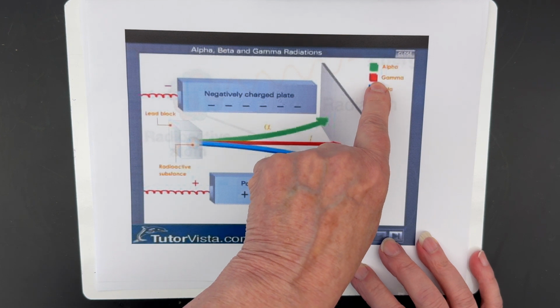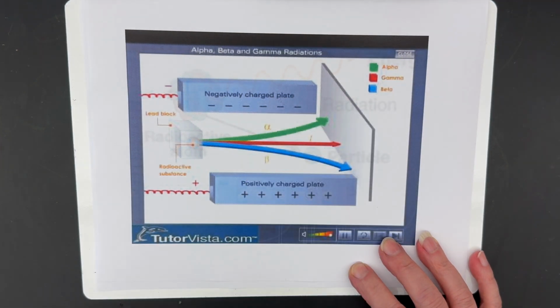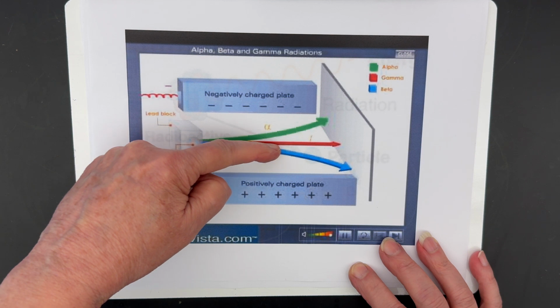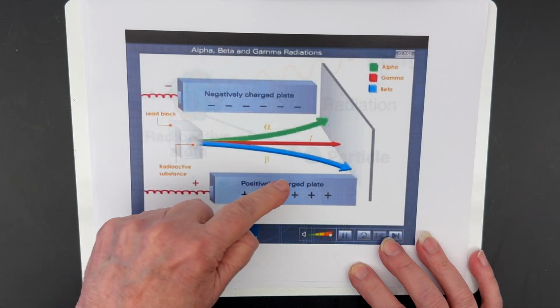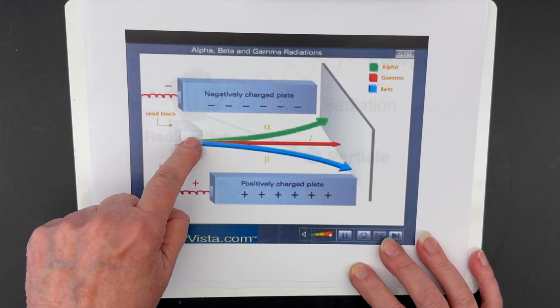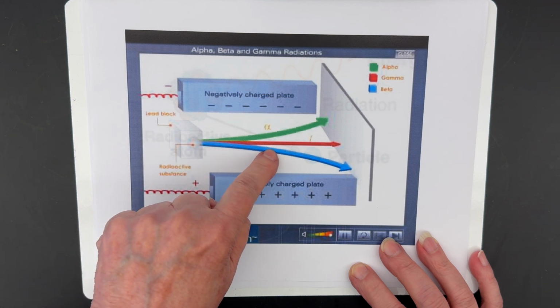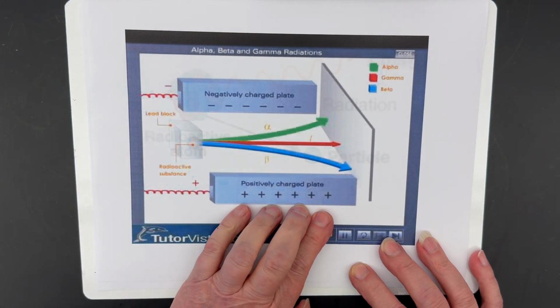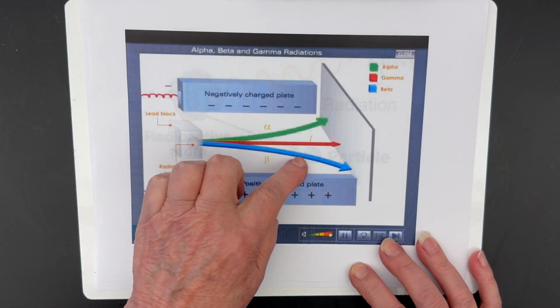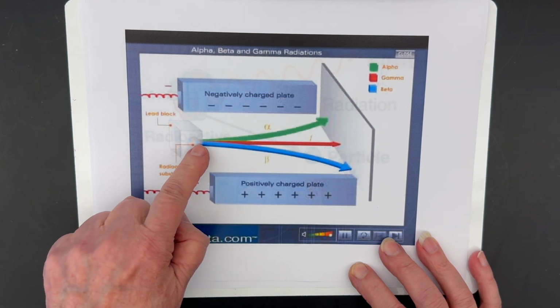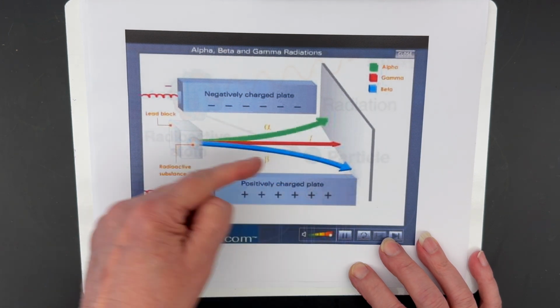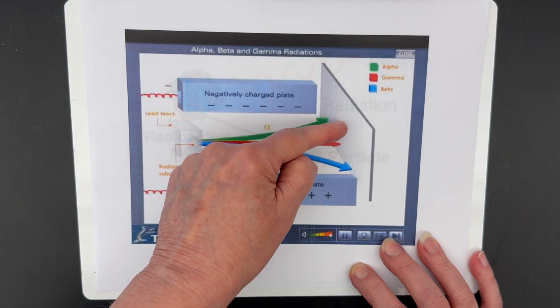Gamma, which is red, has no charge. Gamma is just pure energy, so it's going to shoot straight out. It's not going to be affected by the plates, and it's going to hit dead center. And then our beta, which is our blue line, when it shoots out, it's going to curve toward the positive plate because it's an electron. And it's actually going to curve more because it has less mass than our alpha would. So a better diagram would have this curved like this, and maybe our green one curved less.